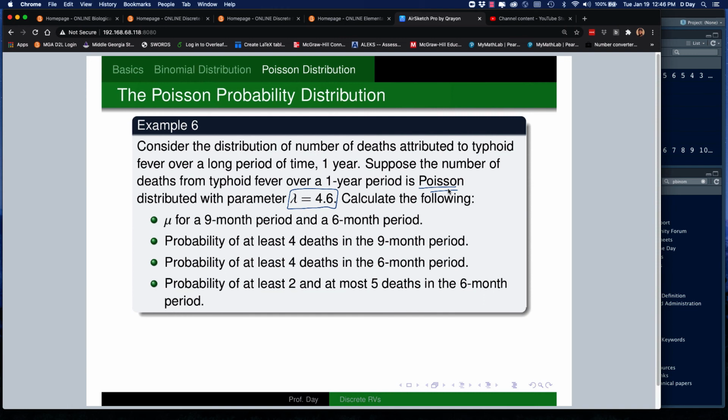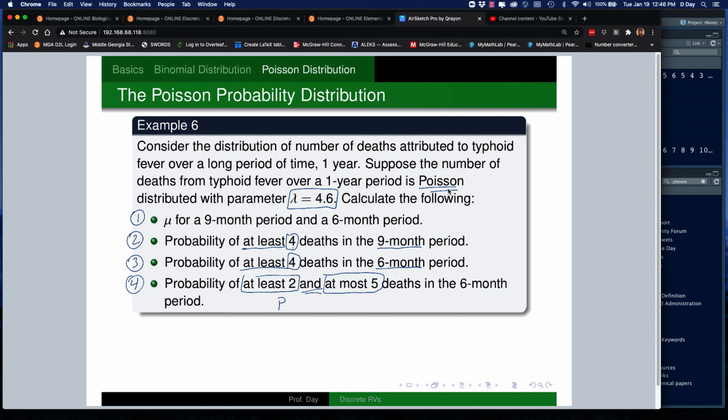Calculate the following. We're going to do 4 different things. We're going to calculate the mean of the Poisson for a 9-month and a 6-month period, and then we're going to use those values to calculate probabilities that we see at least 4 deaths in the 9-month period and at least 4 deaths in the 6-month period. And then we're going to do something a little different where we calculate the probability of finding at least 2 deaths and at most 5. So this is an interval here.